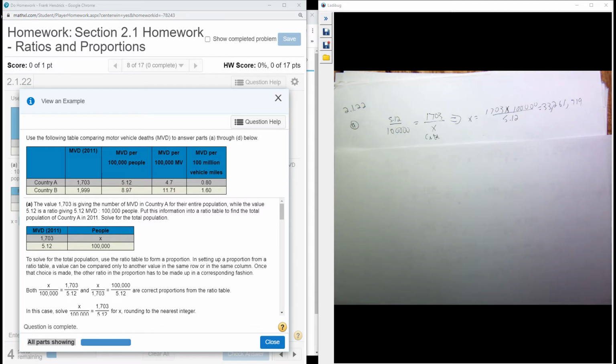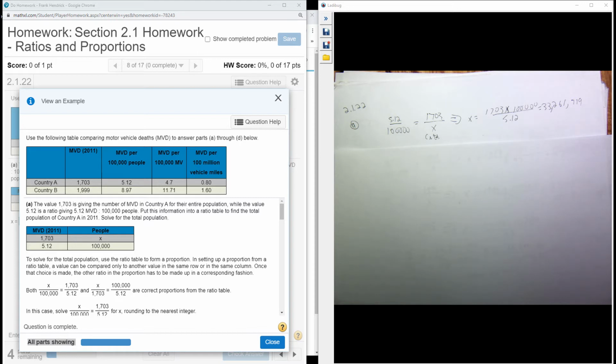Okay. Now for this particular problem here, the value 1,703 is giving the number of motor vehicle deaths in country A for the entire population, while the value of 5.12 is giving the motor vehicle deaths per 100,000. We can set up a ratio here and find out the population of the entire country.